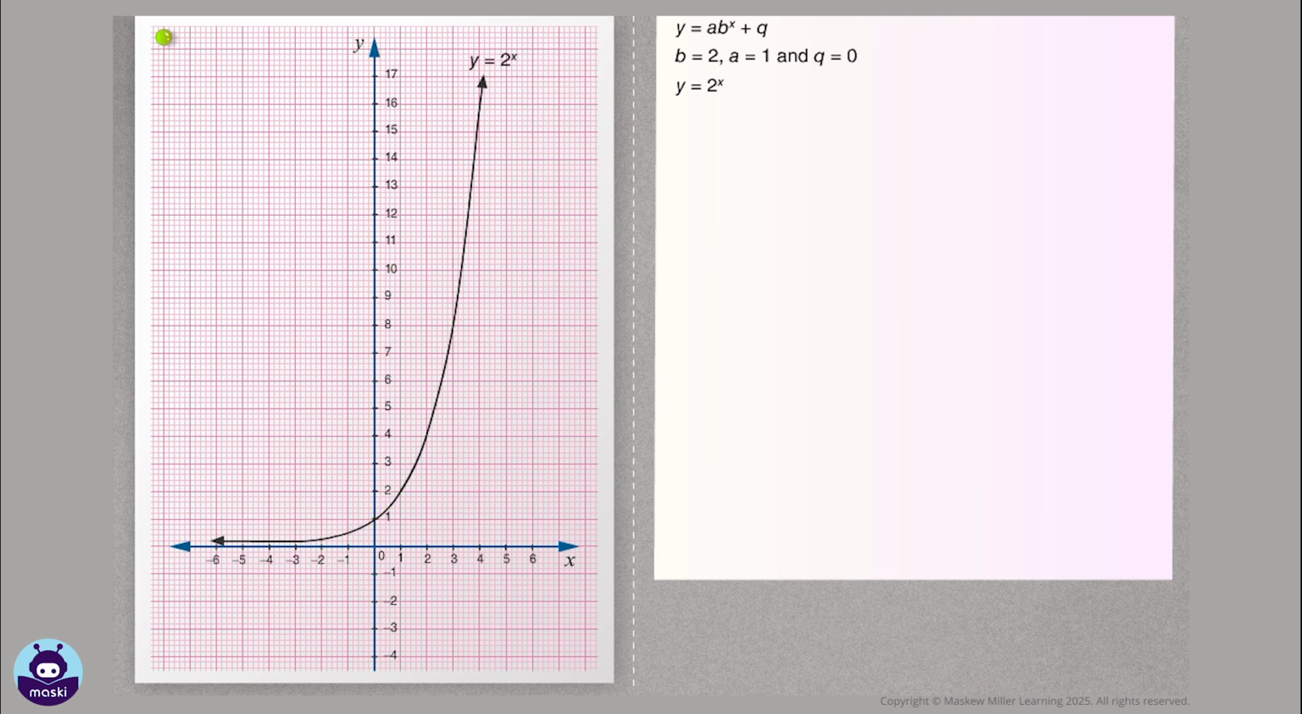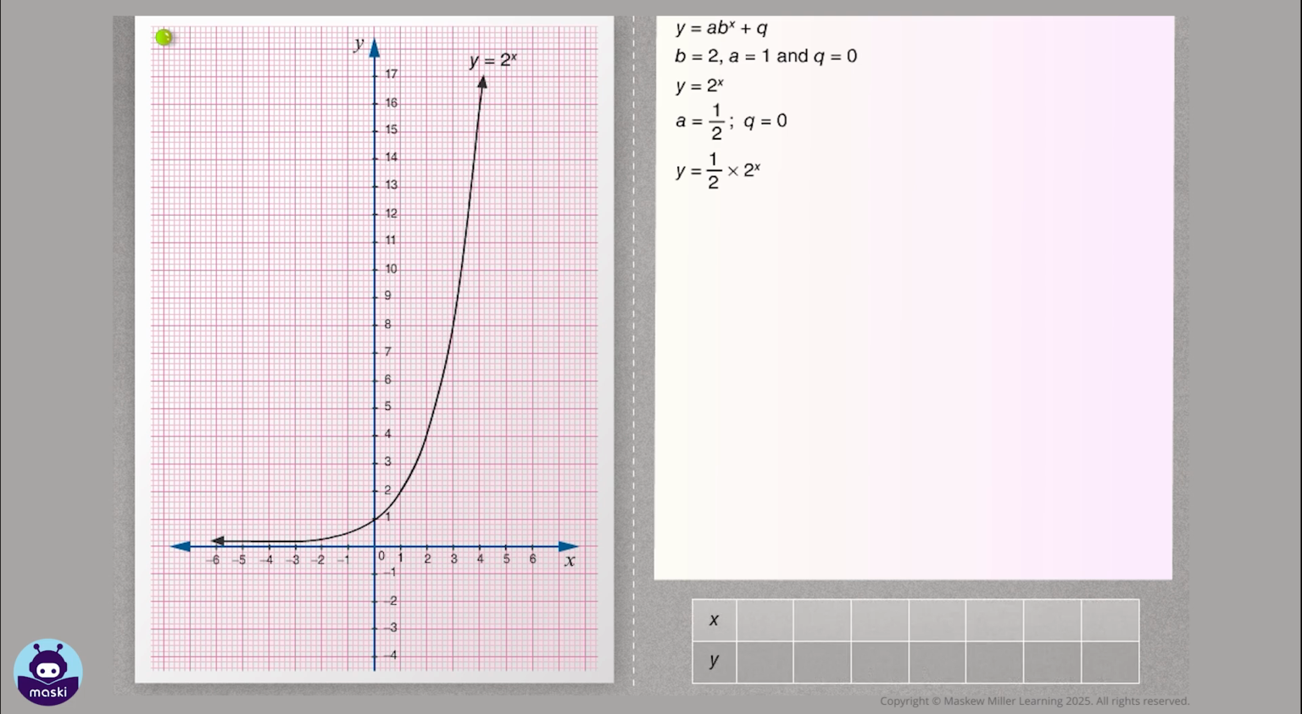We now take the value of a as half. A is equal to half. Q is equal to 0. The function is y equals half times 2 to the power of x. We calculate the y values for different x values and tabulate the results. X is equal to negative 3. Y is equal to half times 2 to the power of negative 3 is equal to half times 1 over 2 to the power of 3, using the law of exponents that we studied earlier.